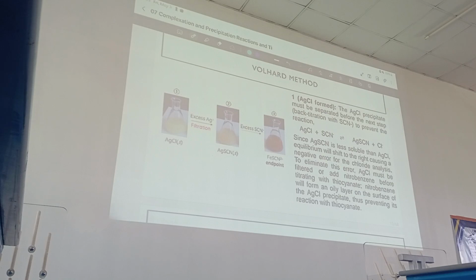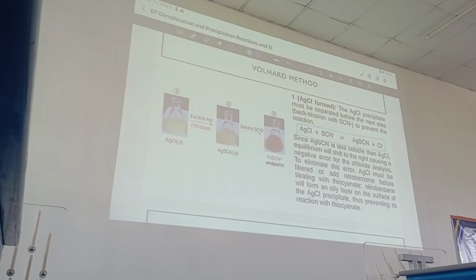Okay. The AgCl precipitate must be separated before the next step, back titration with SCN, to prevent the reaction. Okay. If you do not separate it, the tendency is that this reaction will occur. Since AgSCN is less soluble than AgCl, equilibrium will shift to the right, causing a negative error for the chloride analysis. To eliminate the error, the AgCl must be filtered and added with nitrobenzene before titrating with thiocyanate.